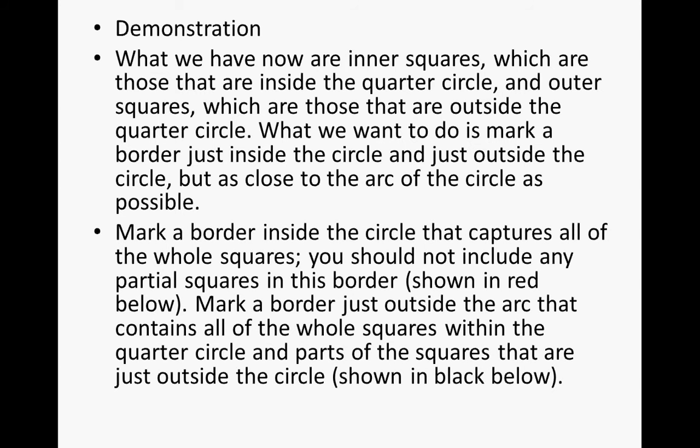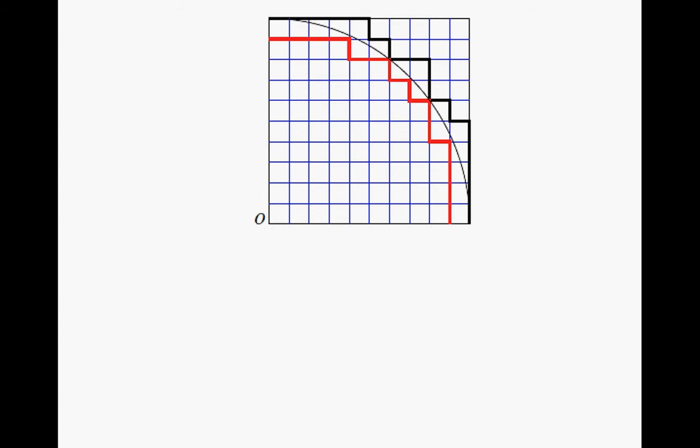We're going to mark a border inside the circle that captures all of the whole squares. You should not include any partial squares in this border, and this will be on the next slide. It will be shown in red. Mark a border just outside the arc that contains all of the whole squares within the quarter circle and parts of the squares that are just outside the circle, and that will be shown in black. So this is what we want to do.